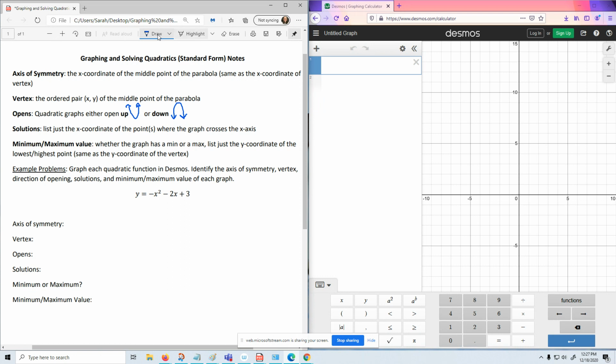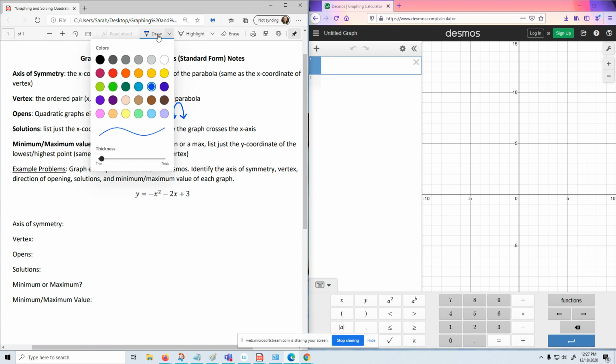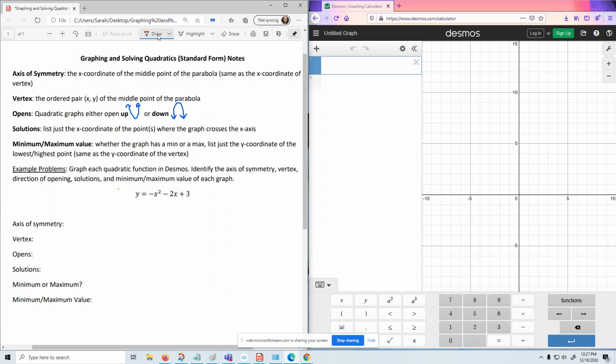And then related to its direction of opening is mins and maxes. If your graph opens up, your vertex is the lowest point on your graph. So we say that it has a minimum. If your graph opens down, the vertex is the highest point on your graph. So we say that it has a maximum. And then the minimum or maximum value, depending on which one you have, is just the y-coordinate of your vertex.